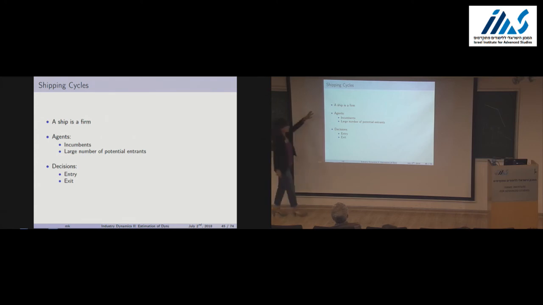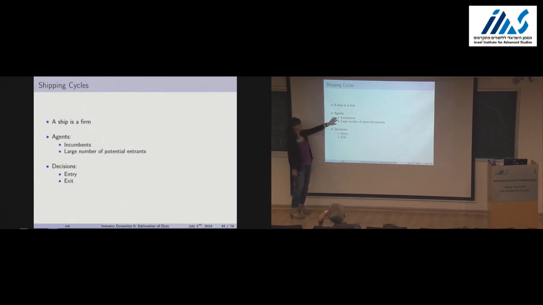So constant returns to scale. We're going to assume that the ship is a firm. So if you have 5 ships, you make 5 times the profit. And there's going to be 2 types of agents, like in all the methods that we saw. So there's going to be a number of incumbents. Think of this number as fairly large, in the order of thousands.